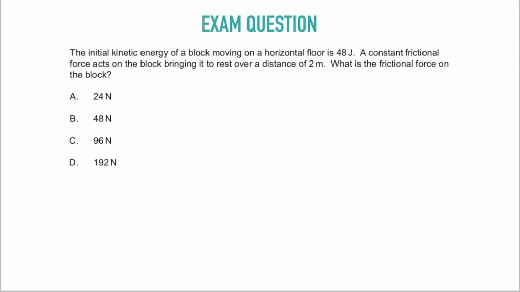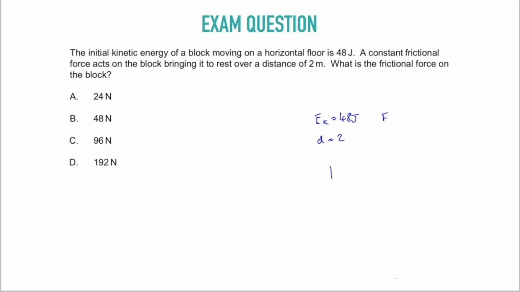Here we have a very simple and quick exam question relating to exactly the transformation we've been talking about. The initial kinetic energy of a block moving on a horizontal floor is 48 joules. A constant frictional force is applied, bringing it to rest over a distance of 2 meters. What is the frictional force on the block?